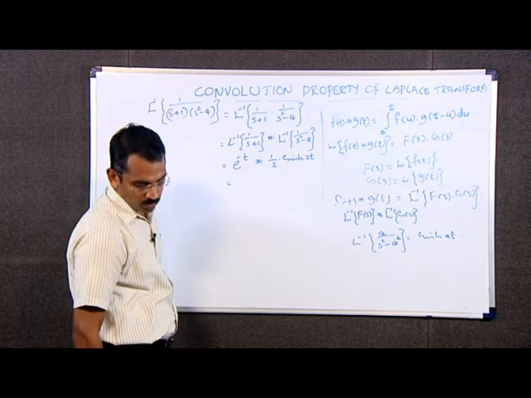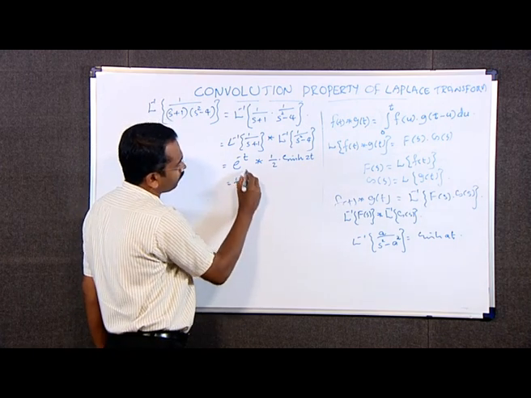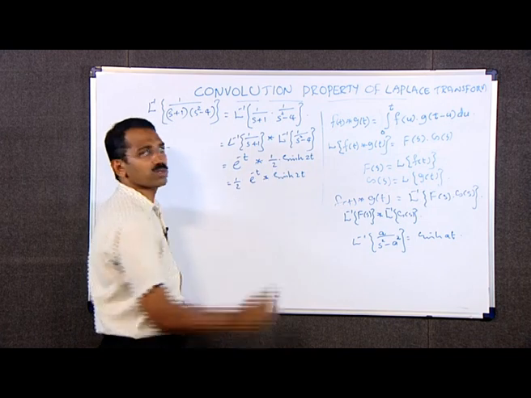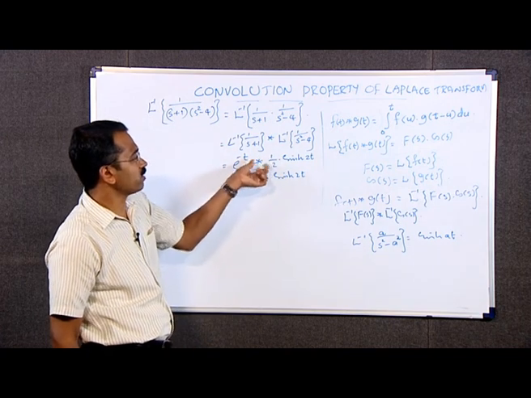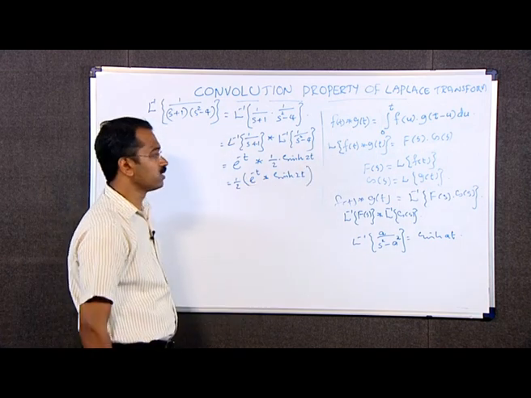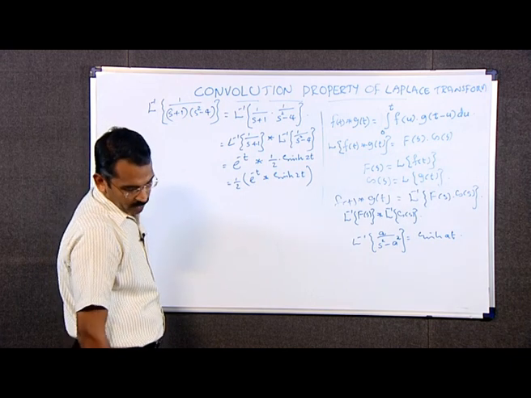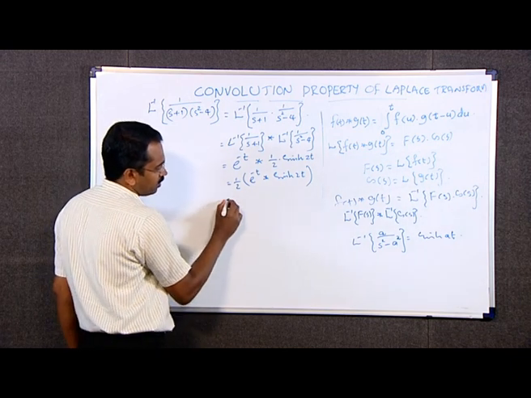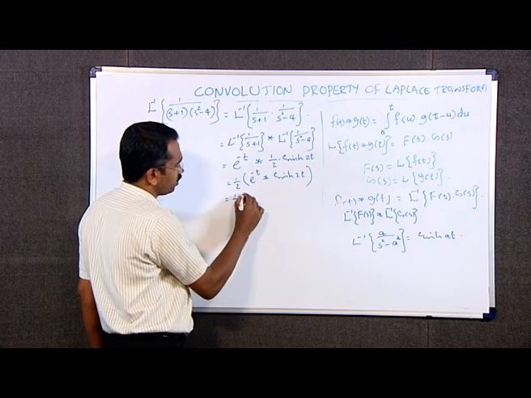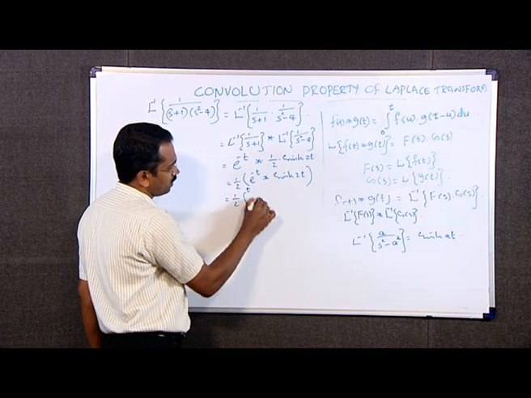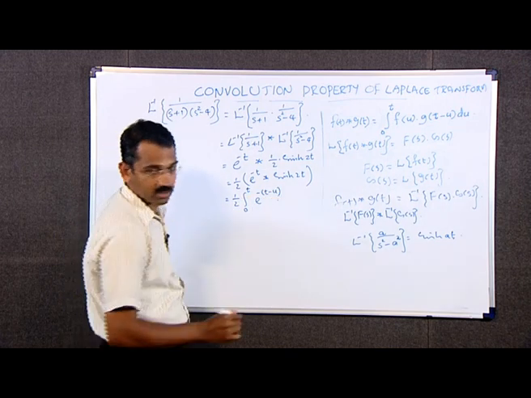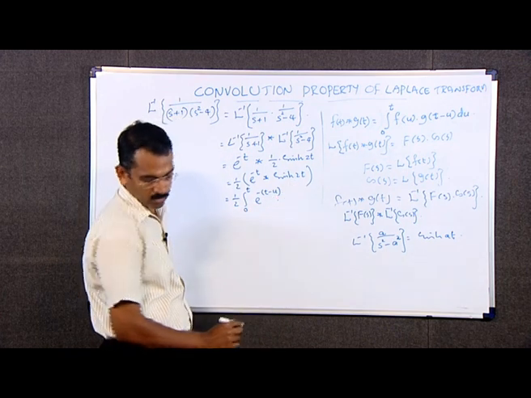Which is equal to 1 by 2 into e raised to minus t convolution sin h 2t. 1 by 2 is a constant, and a constant can be taken outside of the convolution. By the definition of convolution, this is equal to 1 by 2 into integral from 0 to t e raised to minus of (t minus u) into sin h 2u.